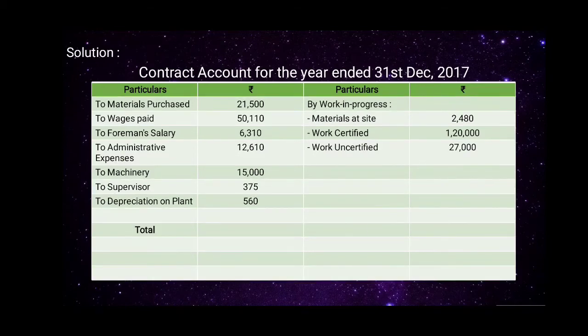So now let us take the total of both the sides, which is amounting to 1,49,480 on the debit and on the credit side. And the balancing amount will be termed as notional profit, which is 43,015. So we'll record it on the credit side by notional profit brought down, amount is 43,015.